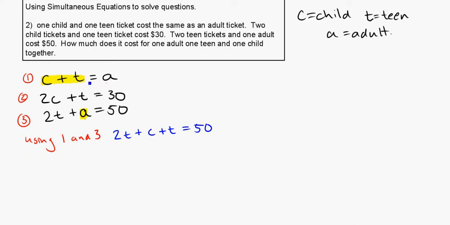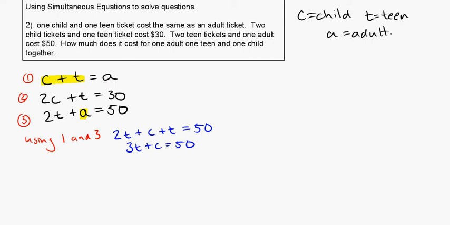So again, that's using the fact that I know a is equal to the child plus a teen, so I'm going to replace the a with a child plus a teen is equal to $50. And now I'm going to combine like terms. 2t plus t is going to be 3t plus c is equal to $50.